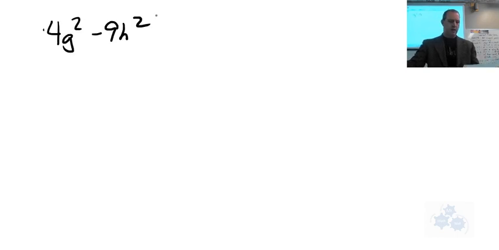Okay? Another thing I noticed in these quizzes was this. So 4g squared minus 9h squared, let's say. The question was, identify this polynomial as a perfect square trinomial, a difference of squares, or neither. Okay? Well, this one should be pretty easy.